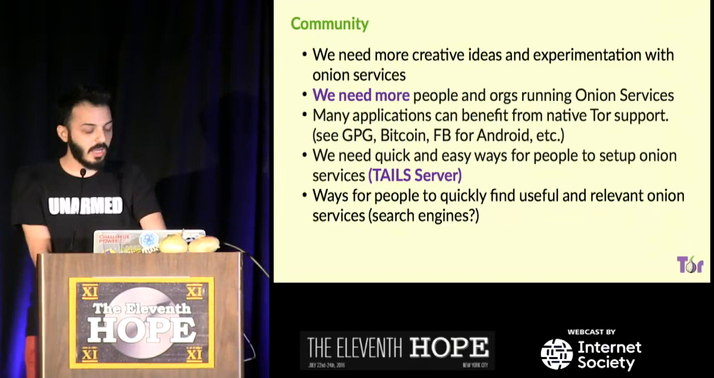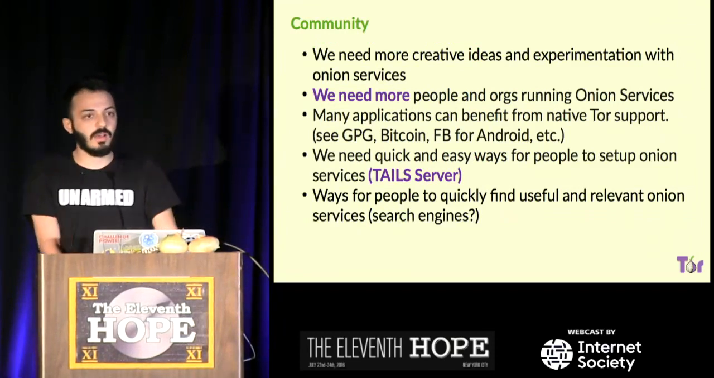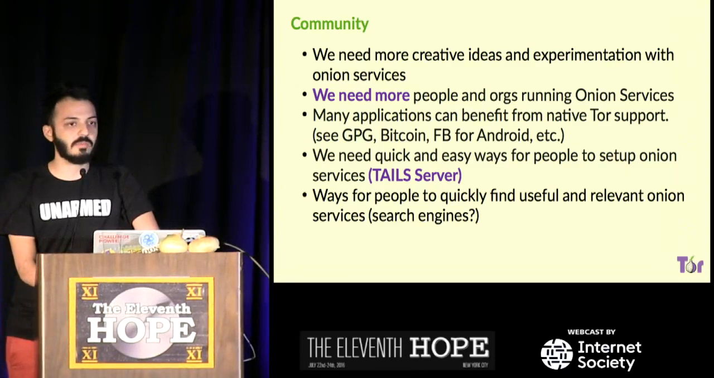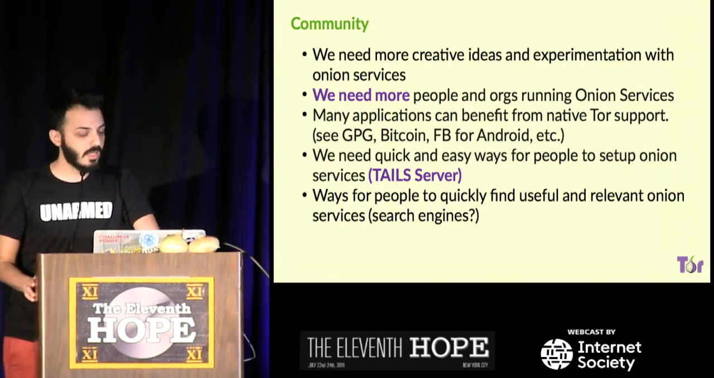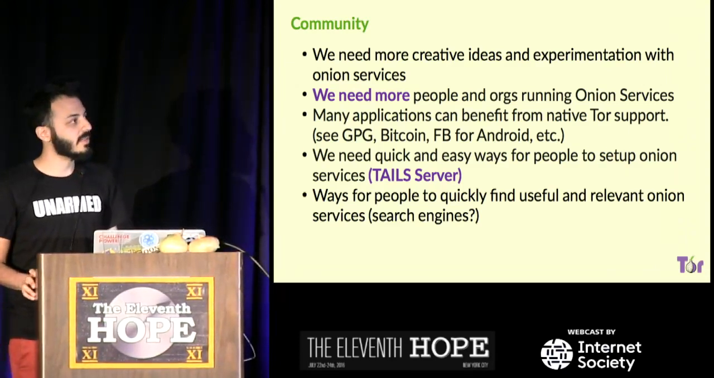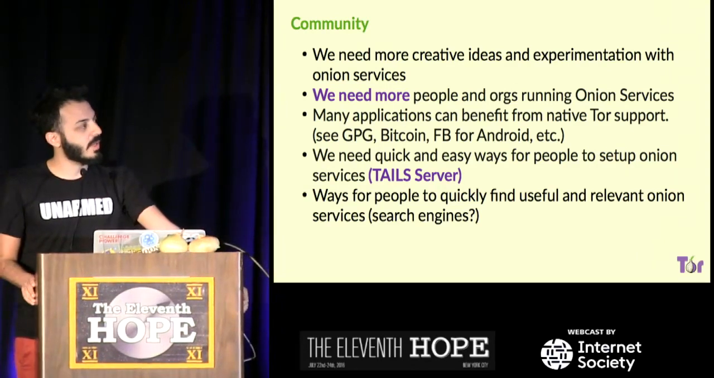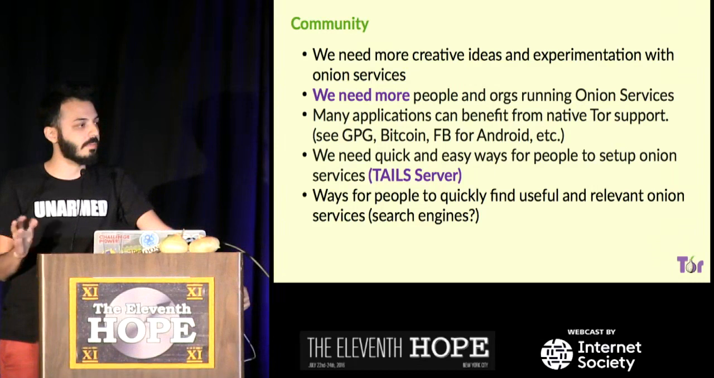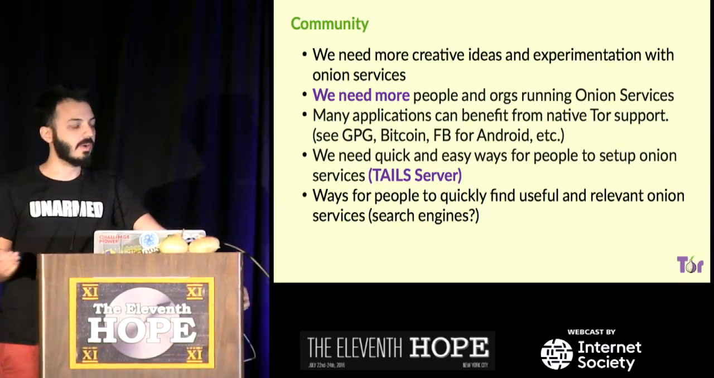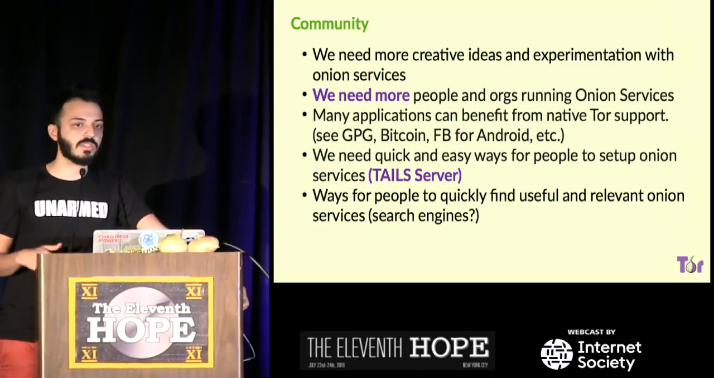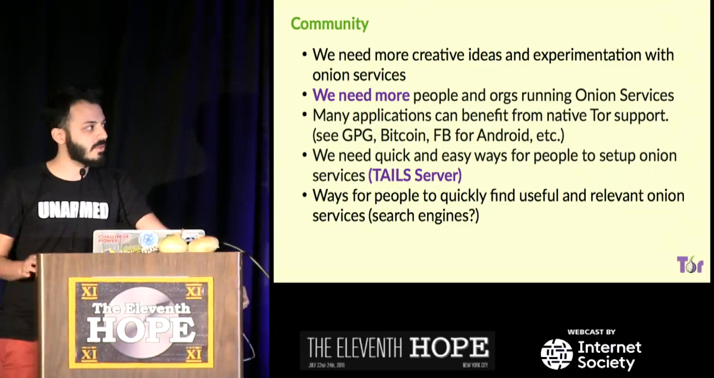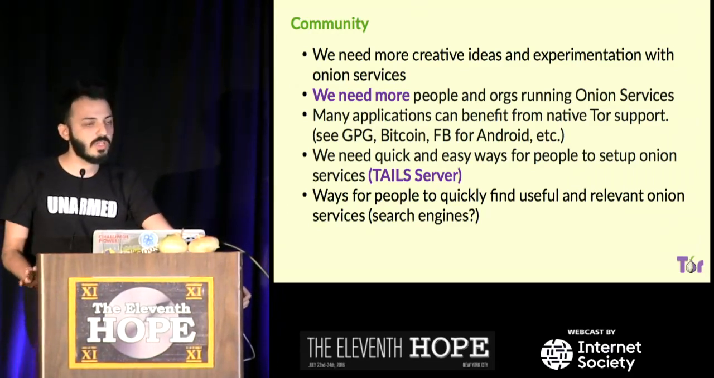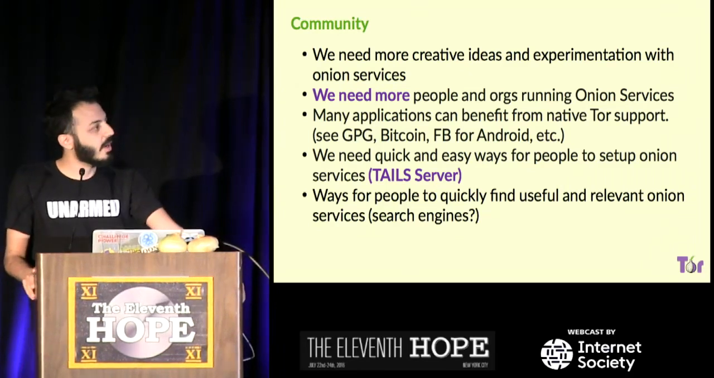We need a lot of, I think it's one of the things that we need the community to get more involved in. We need more creative ideas and experiments with Onion services. All the interesting use cases actually came from the community, not the Tor project itself. Two good examples of that are OnionShare and Ricochet, and Pond, actually three.